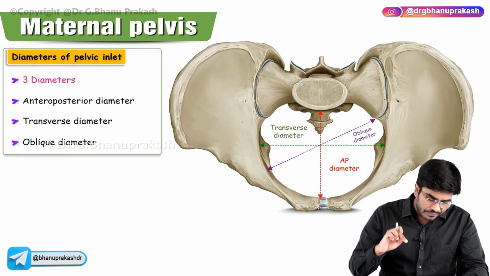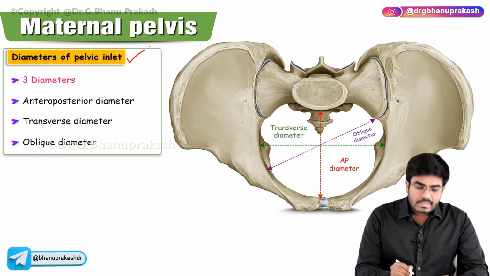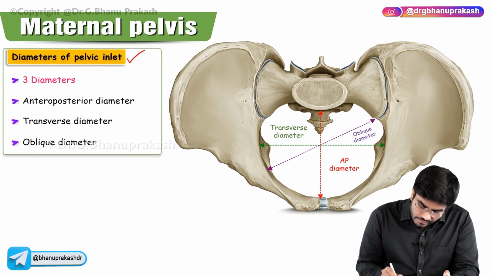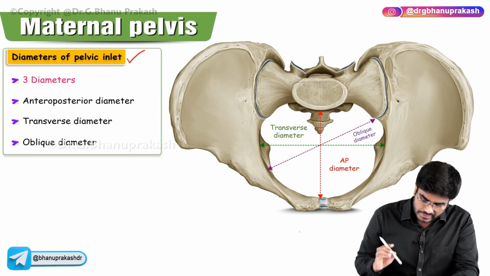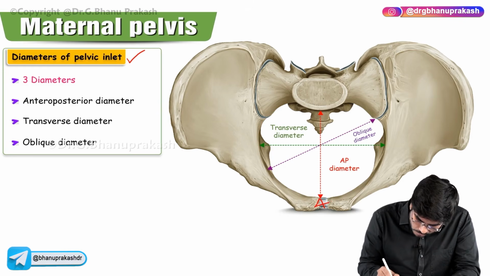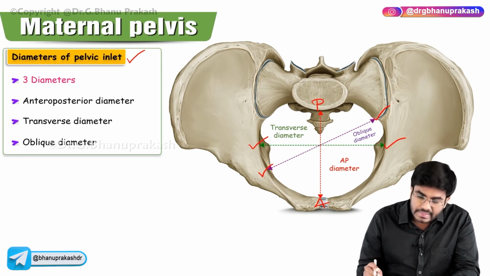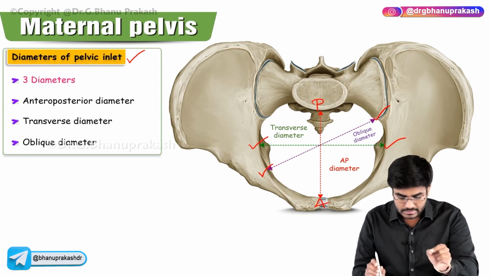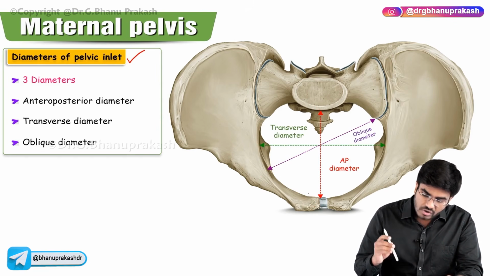Now, after that, let's talk about the diameters of the pelvic inlet. When I am talking about the pelvic inlet, this is what I am talking about. The pelvic inlet has three diameters. What are they? Antero-posterior diameter, this one, transverse diameter, and oblique diameters. There are three diameters to the pelvic inlet.